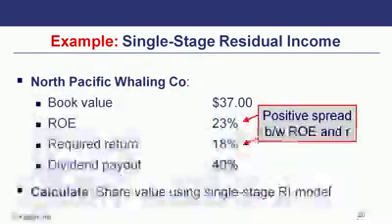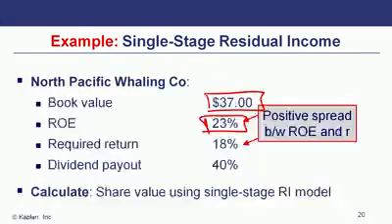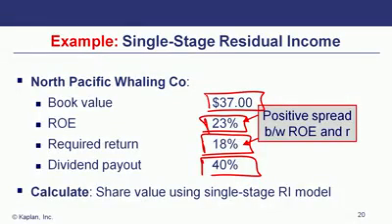All right, so let's take a look at an example of a single stage residual income. What we're looking at is North Pacific Whaling Company. I hope they don't make too much residual income. But anyways, let's just jump into this. So we got a book value of $37 for this thing. They have a return on equity of 23%. That's a lot of whales. Whereas their required rate of return is 18%. And then we have a dividend payout of 40%.